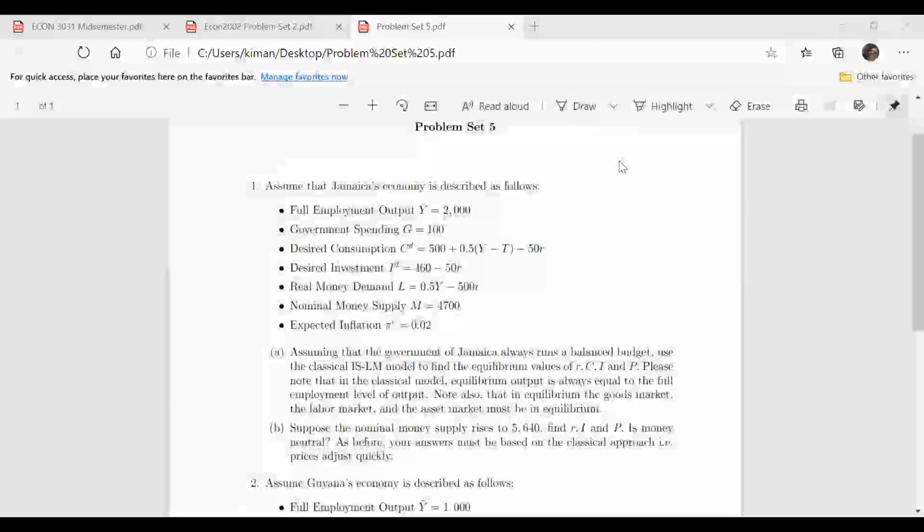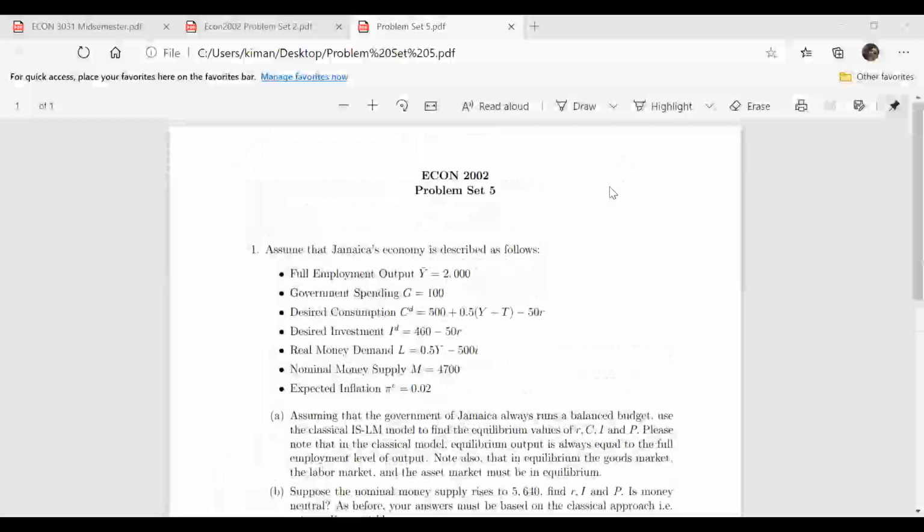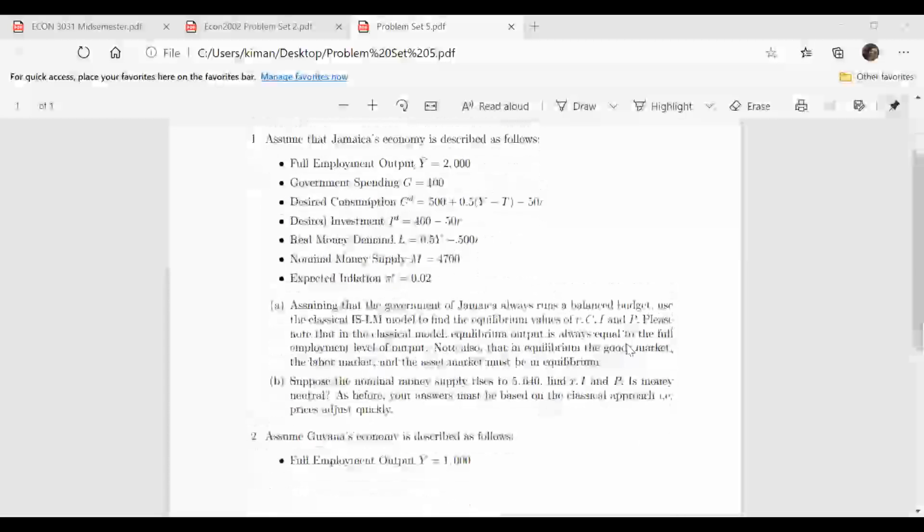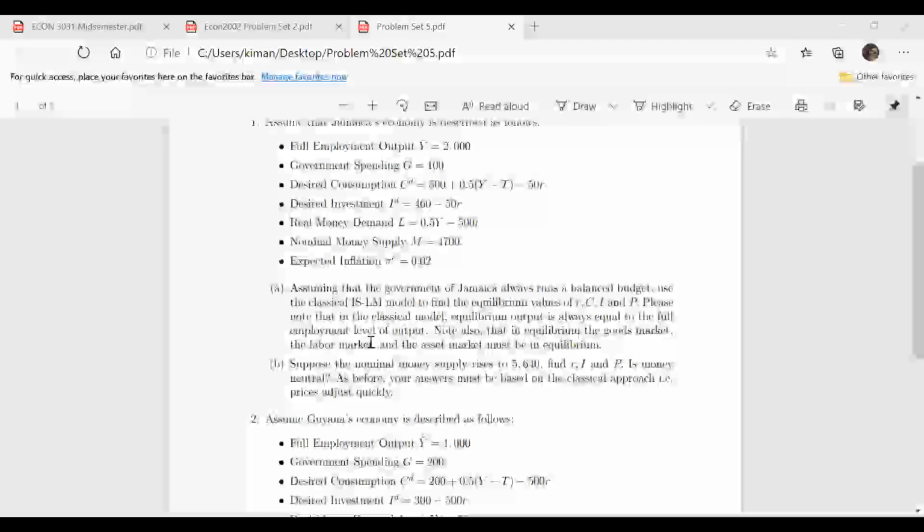Assume that Jamaica's economy is described as that. Assume that the government runs a balanced budget. Use a classical IS-LM model to find the equilibrium values of interest rate, consumption, and so on. Guys, please note that in the classical model equilibrium, output is always equal to the full employment level of output.